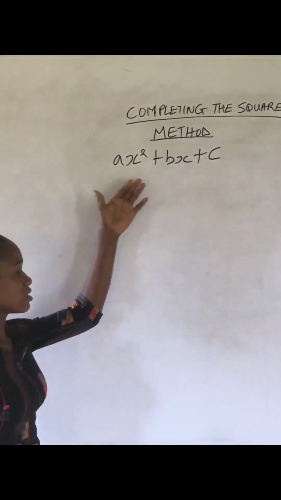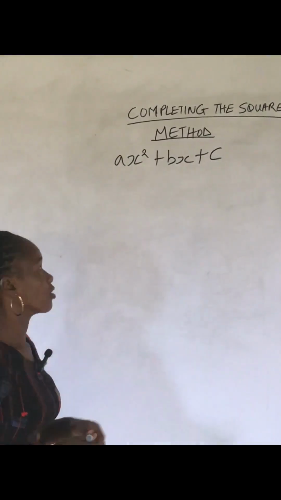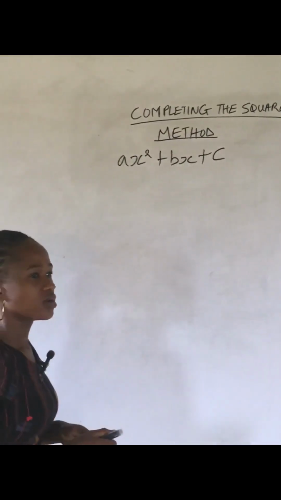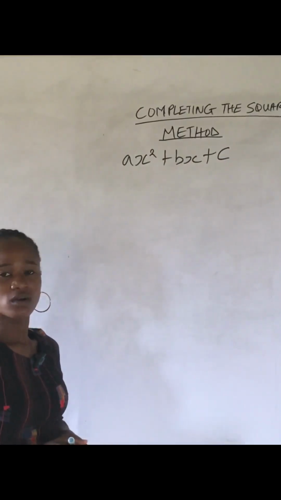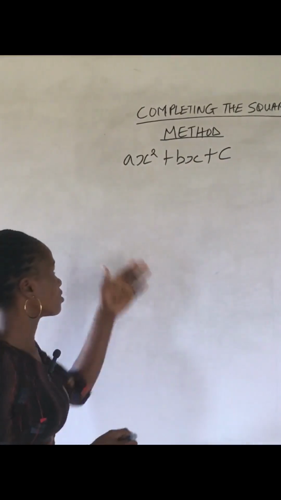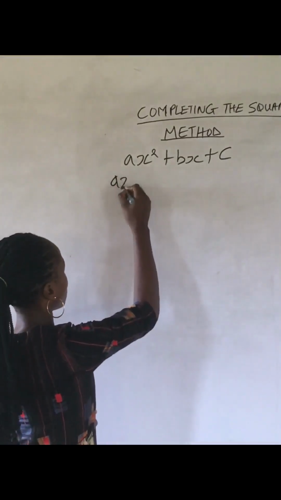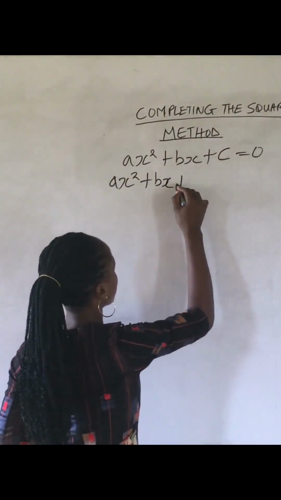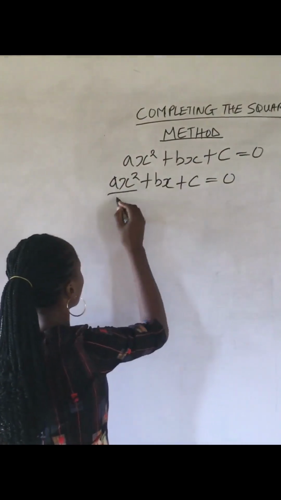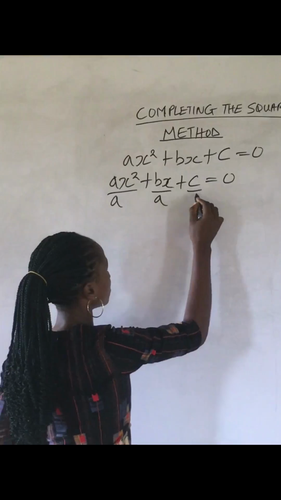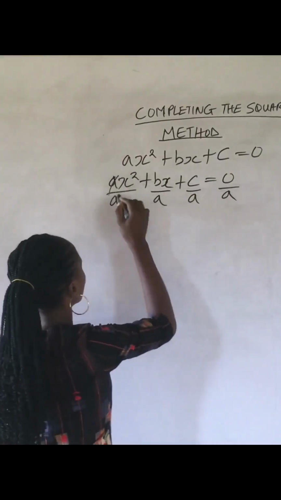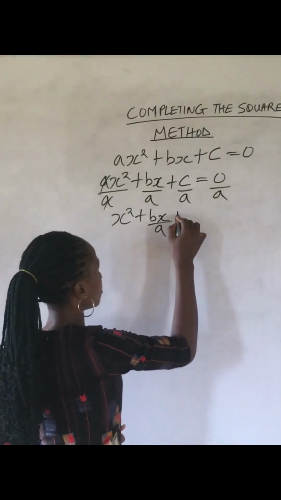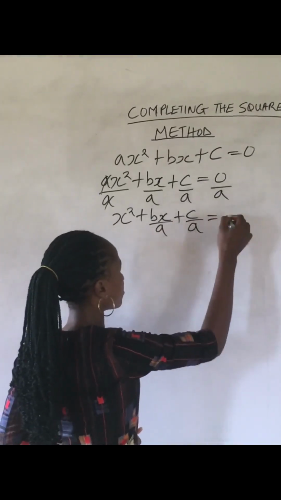So now we have this as our general quadratic equation, and the first step would be to divide both sides by the coefficient of x squared, which is the first term in this quadratic equation, that is ax squared plus bx plus c equals 0. You divide both sides by a, divide each term by a. So what we are left with is x squared plus bx over a plus c over a. Now 0 divided by a is still 0.